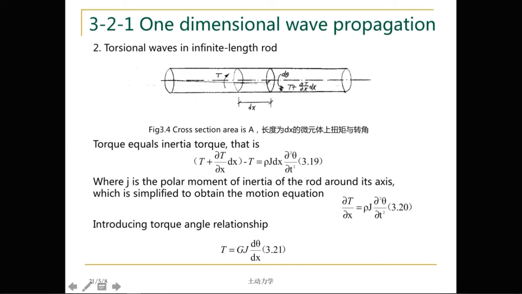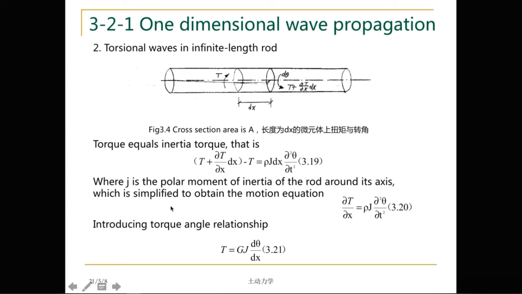Because there's a rotation, this rotation will generate inertial forces. Then we can create the dynamic equilibrium equation of it. Left force minus right force, the force acting on the two sides, is equal to the rotation inertial force, which equals rho J dx times d squared theta over dt squared. Because the displacement is angle theta, the acceleration is d squared theta over dt squared.